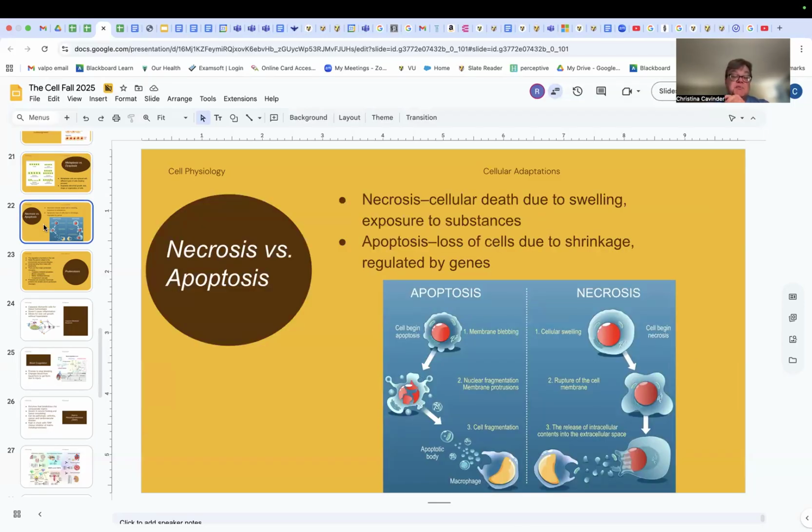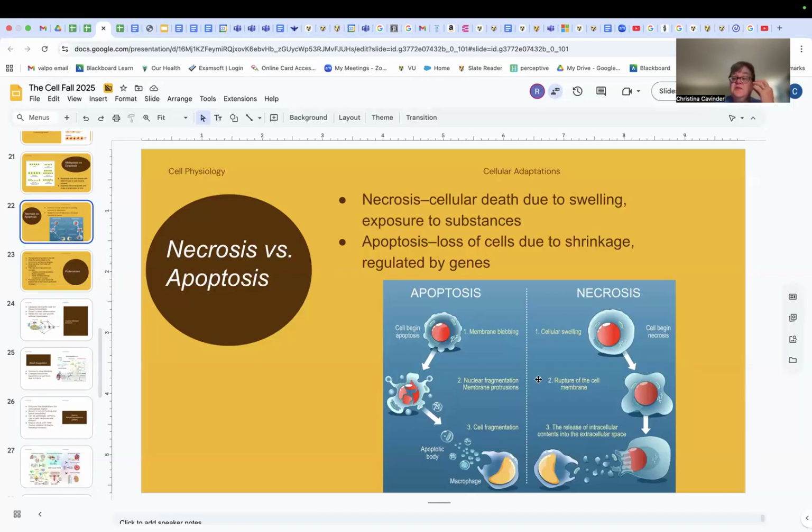Necrosis versus apoptosis. So necrosis is cellular death due to swelling, and it's usually due to exposure to some substance. So if you look here for necrosis on the right side, you see cellular swelling. And this could be due to the cell taking in more water or taking in more electrolytes that pulls in more water, something like that. And then the cell membrane ruptures because it only holds so much. And because of this rupture, it releases the intracellular contents into the extracellular space.